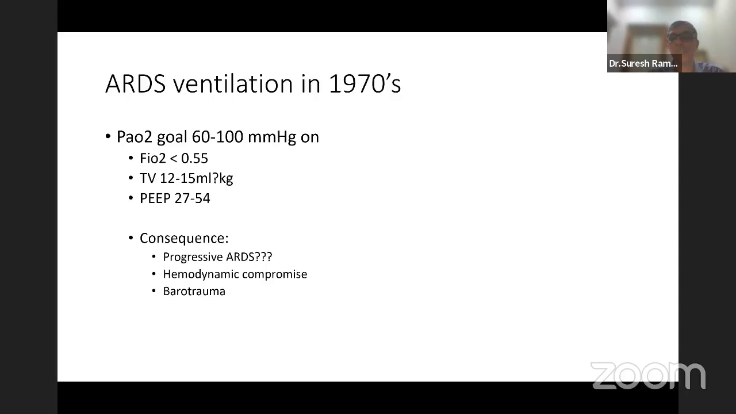And they thought their patient had progressive ARDS. But now we know that this is volume trauma. But in those days, we just thought that this was the disease. Nobody knew in the 70s that this was volutrauma; they just thought the disease was going off. And that's what happened.